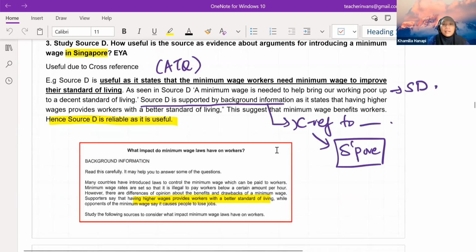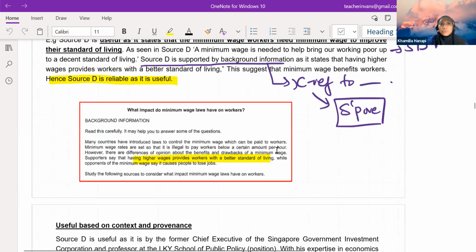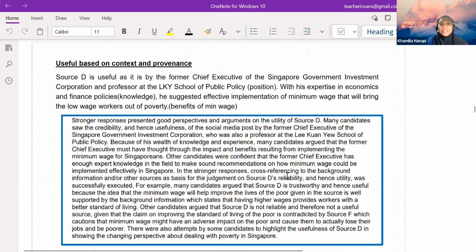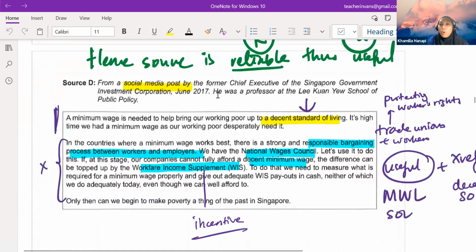Okay, now this is useful due to cross-reference, right? How about useful due to provenance? Because this person is a former chief executive of the investment corporation. There were students in the O level who said that because he's this, it's not useful, because he's going to be pro-government, very supportive of the government. But remember, when we unpacked this particular source, we said that he was actually quite critical. In fact, he was for the minimum wage law, and he was trying very hard to push for it. So be very careful about that.